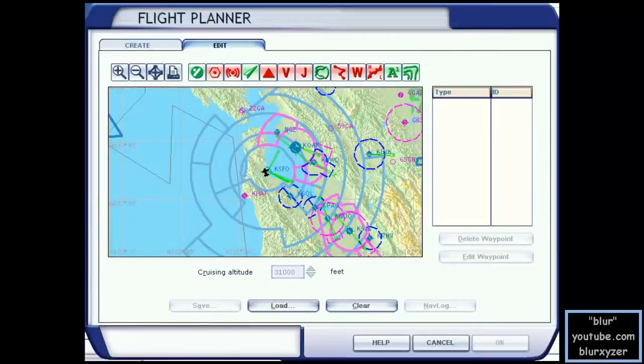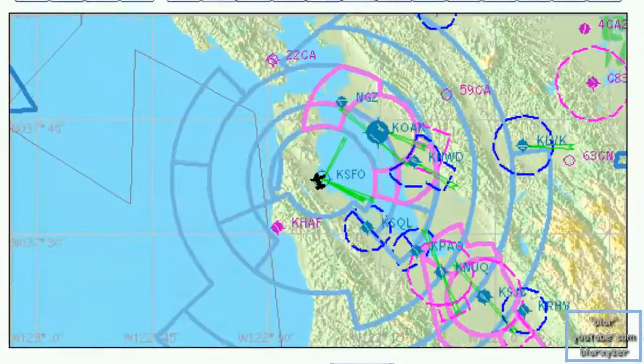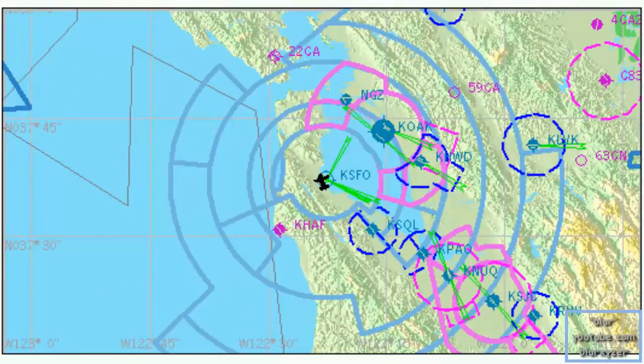Here is the flight simulator flight planner. The light blue ring indicates the San Francisco airspace. When your airplane is heading out of the outer ring, the departure will hand you off to the center controller.